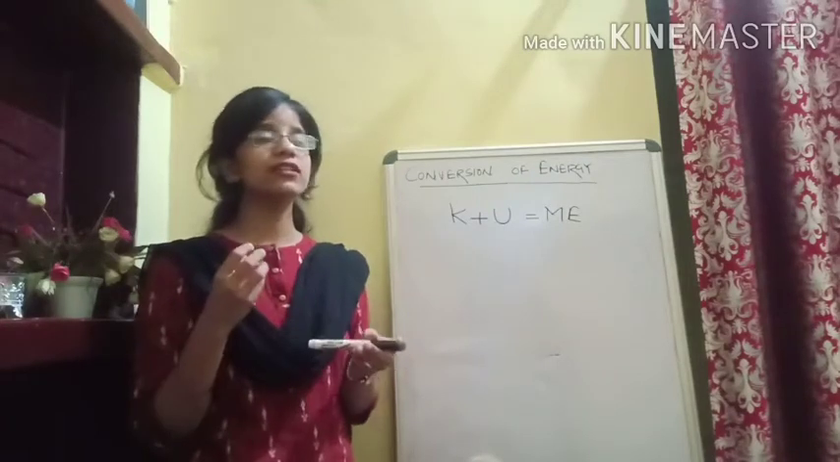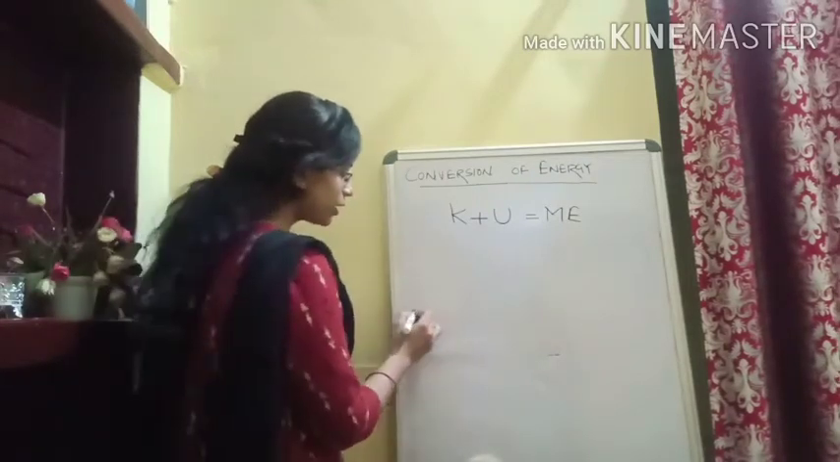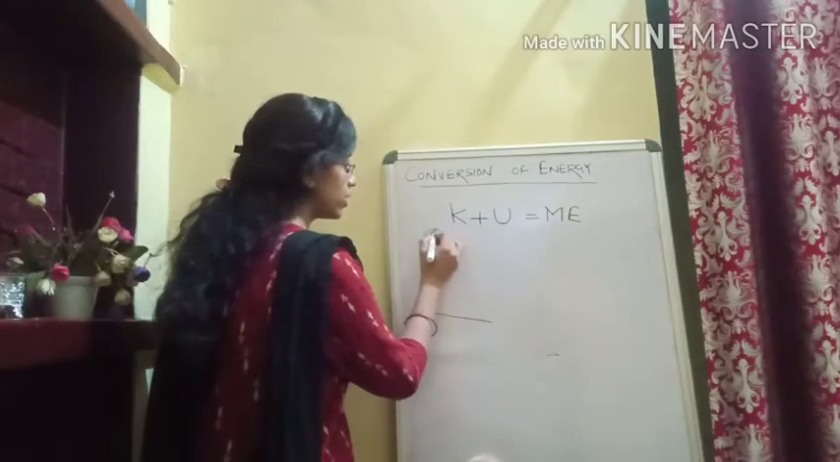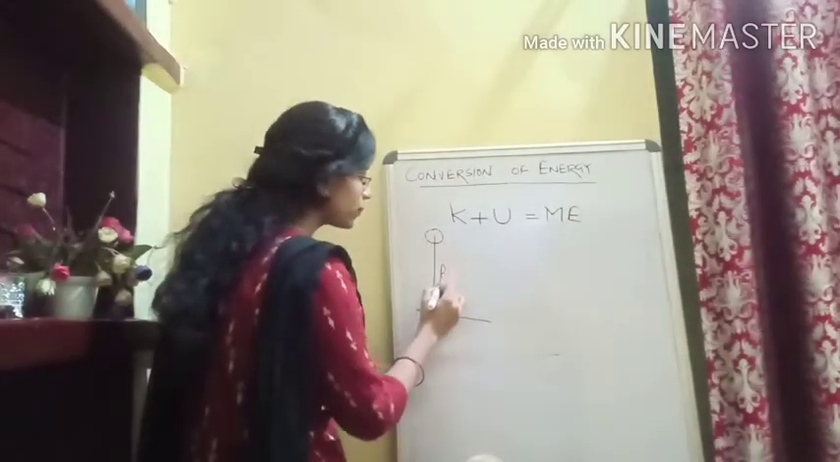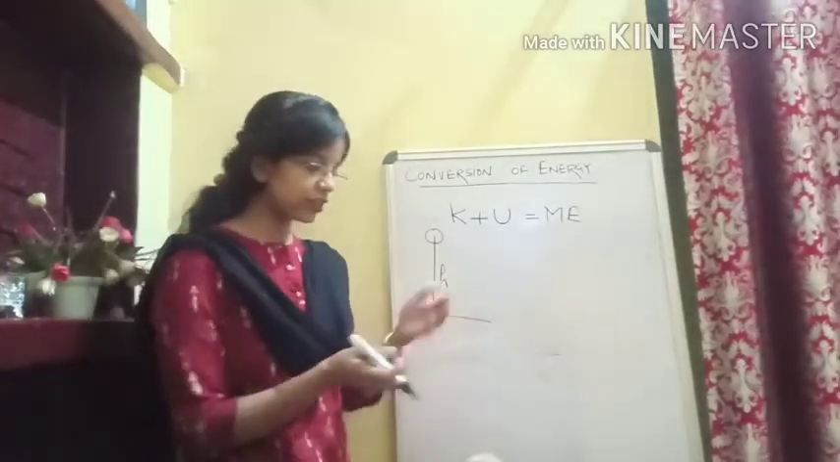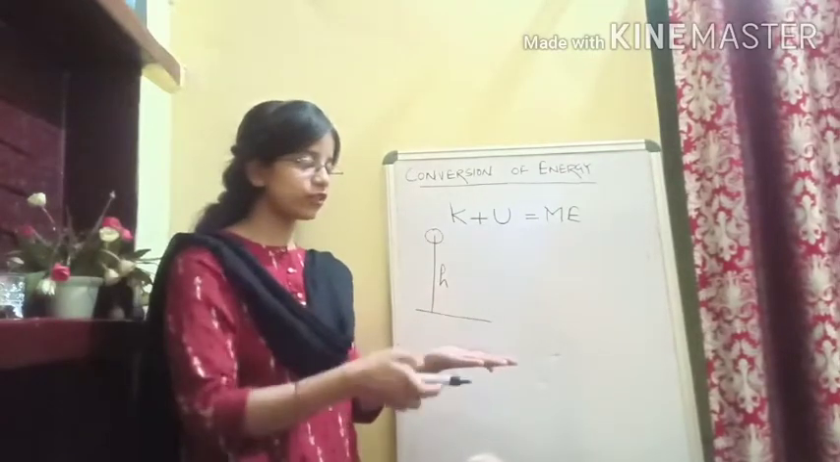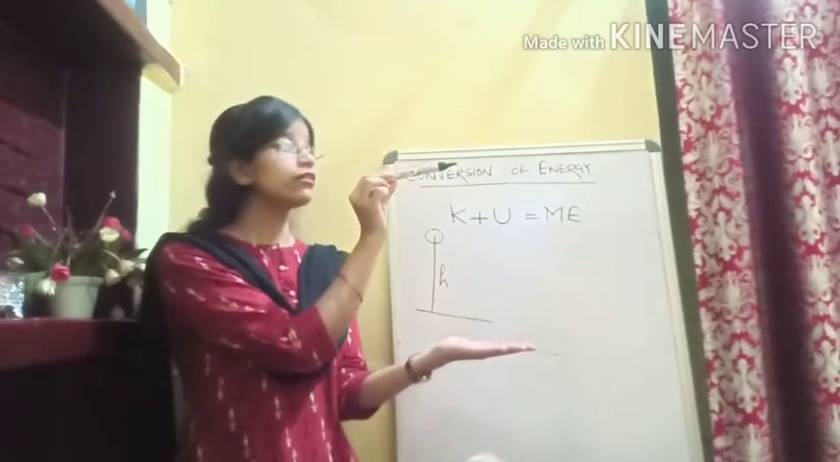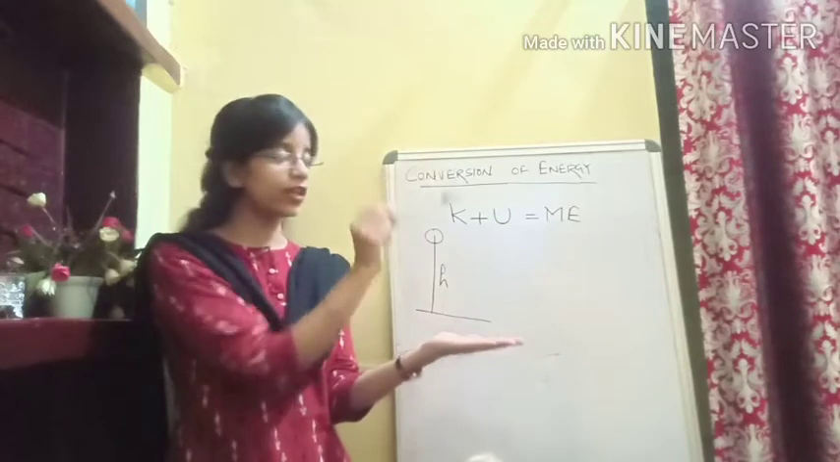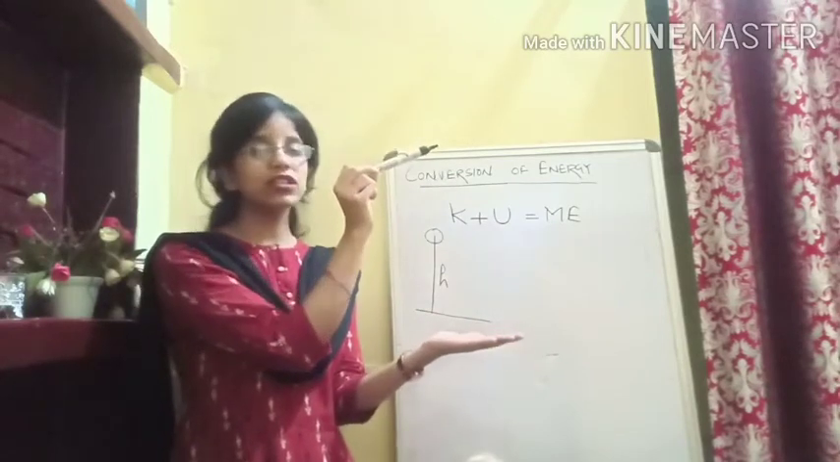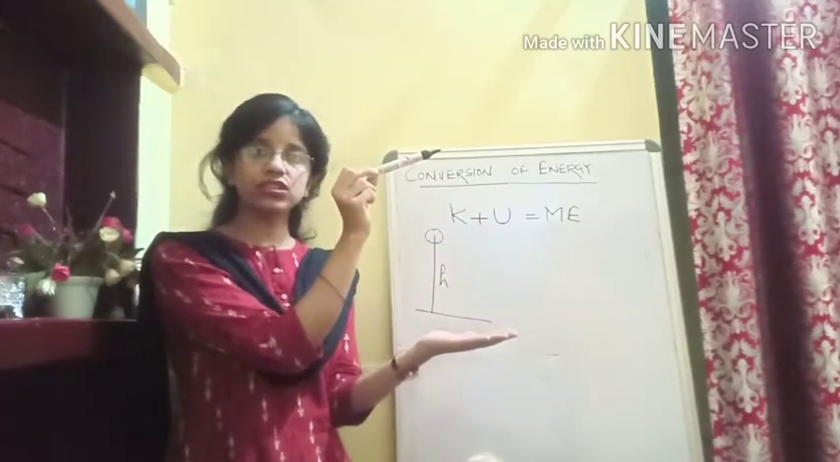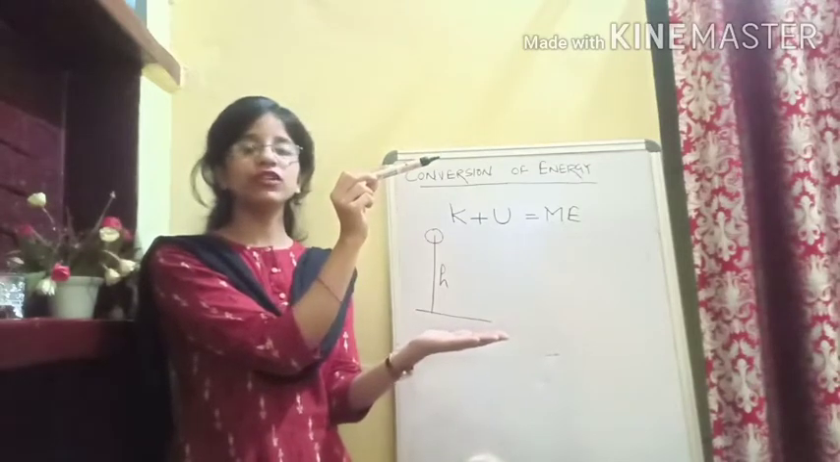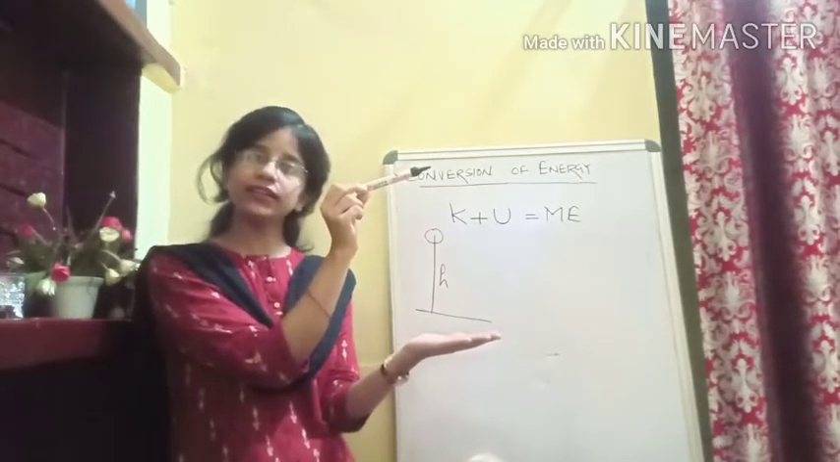If I take a very simple example, like if I take a stone, it is at a height h. Let us say this is our surface of the earth and there is a stone at a height h. Just now there is no motion in the body and it is at a height h. So which energy will it have? Of course potential energy, and since it is not moving it will not have any amount of kinetic energy.